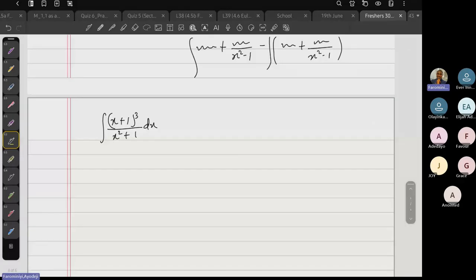All right. So does anybody have an idea of how we might handle this? There's one thing about integration: the more you practice, the more you get intuition as to what could be a possible way to solve things. Does anybody have an idea of what we can do?